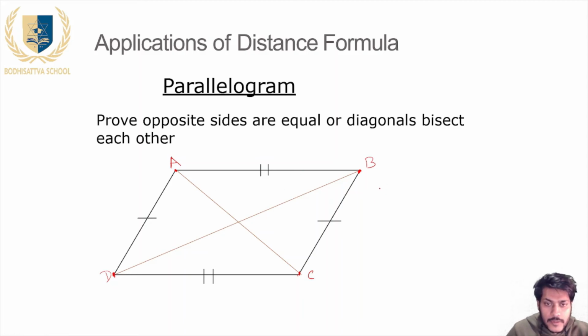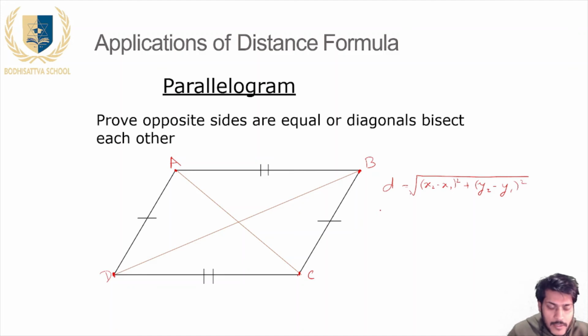We already know the distance formula is D equals root under (x2 minus x1) whole square plus (y2 minus y1) whole square. And using this formula we can find the sides and diagonals of this parallelogram.